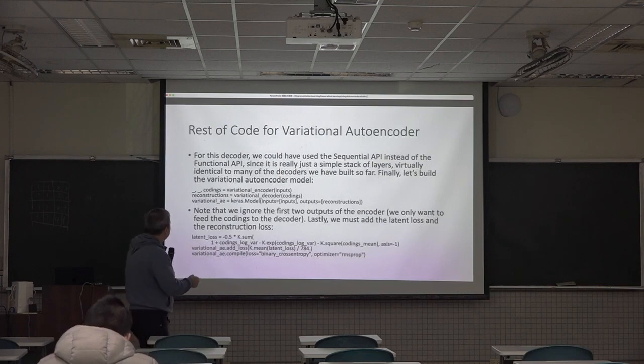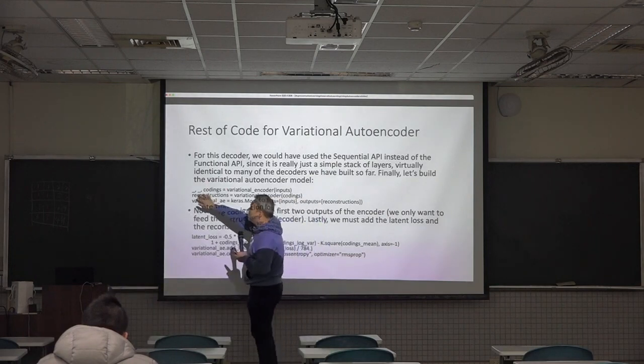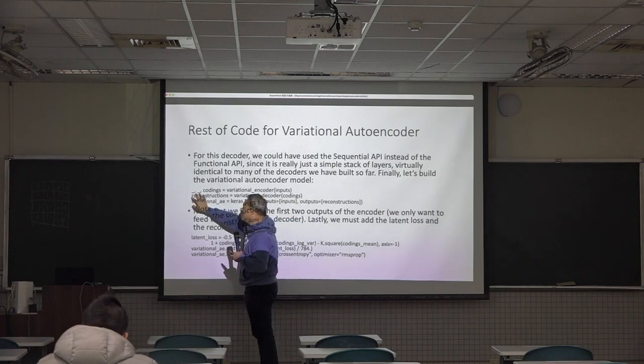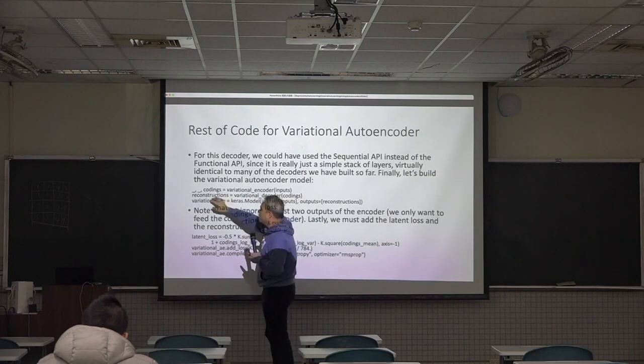And when we put them together, the variational encoder gets the input. The output's first 2 parts are not used, even though we know the first one is the mean and the second one is the variance, but we are not going to use them anyway. The only one that is useful is the coding. So the first 2 are just a placeholder, and then we'll use codings for the input of the variational decoder. We call it reconstruction.